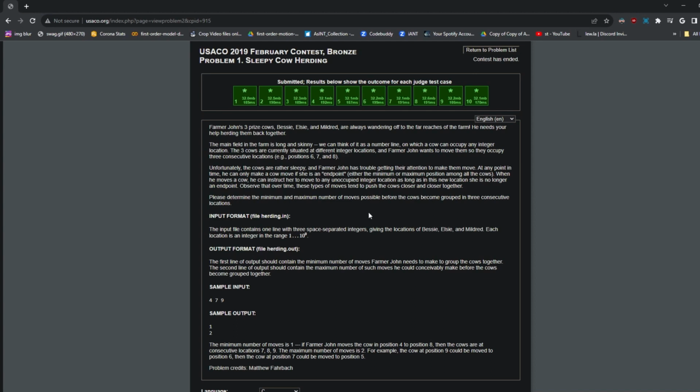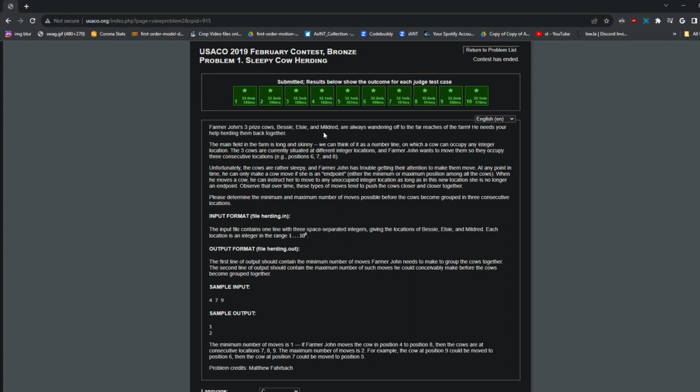You can think of the main line, the main field on the farm as a number line. And basically, the three cows are just scattered, right? And we want them to occupy three consecutive integers. So just counting upwards right next to each other. So something like 7, 8, 9, right, is consecutive.